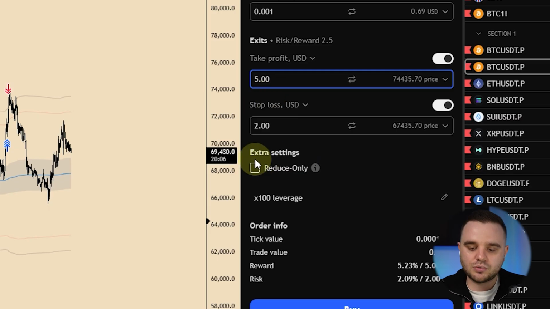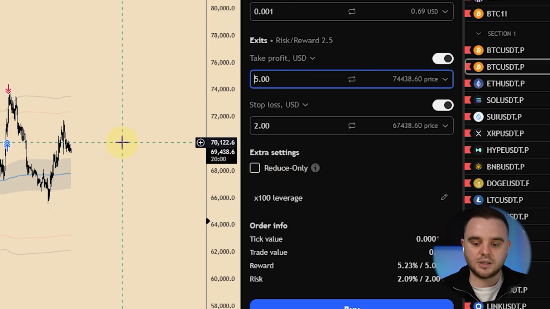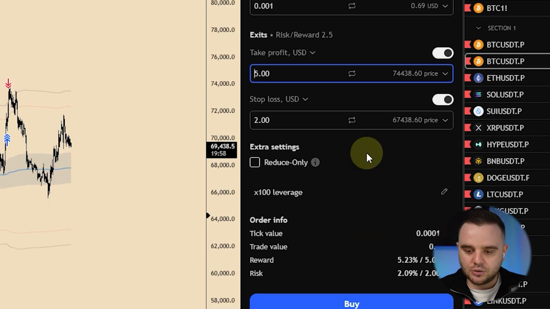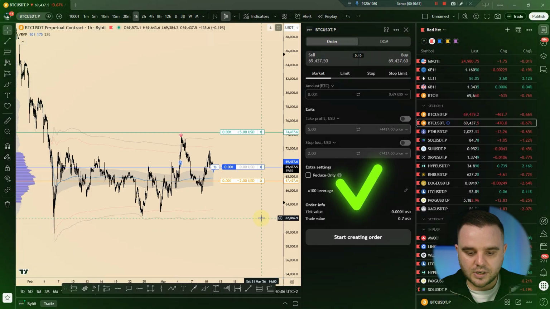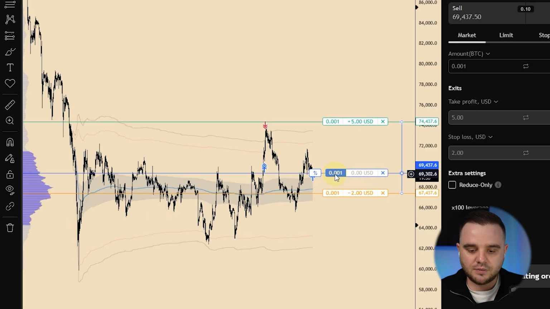Everything is good. You use reduce only orders if you already have an open position, to make it smaller. At this moment, you don't need it. Good. Let's buy it with market. Congrats, my friends. At this moment, as you can see, we have our first order on Bybit. We have this order, and we have stop loss and take profit.